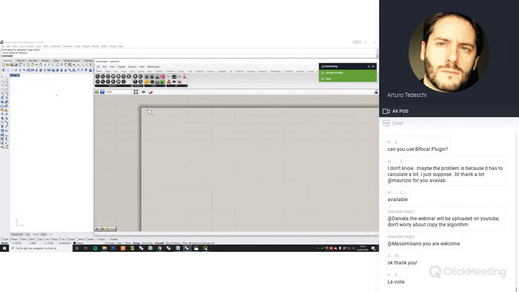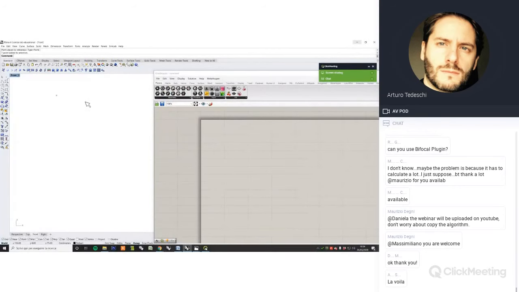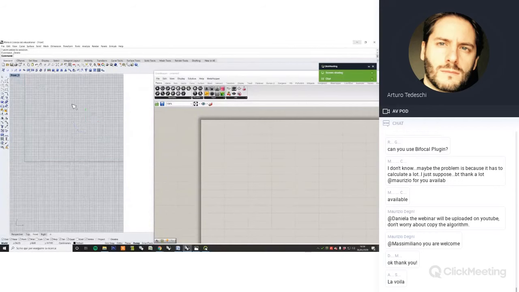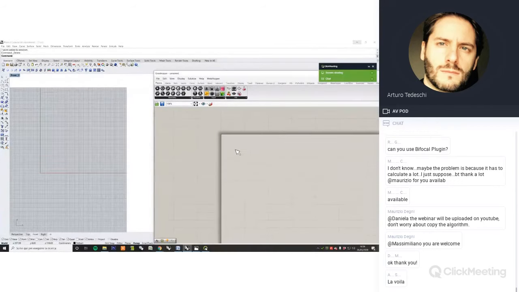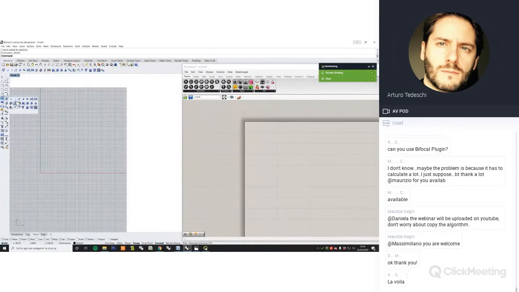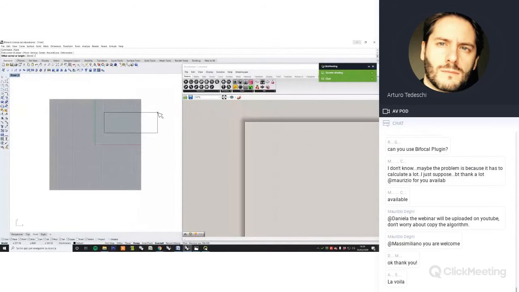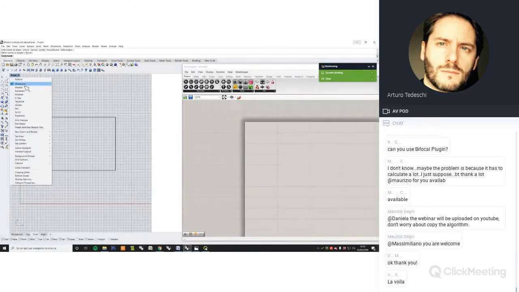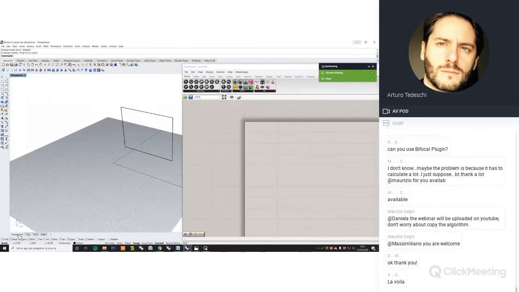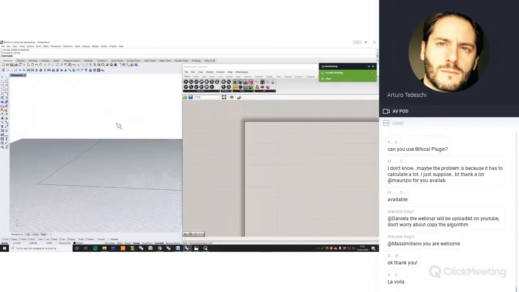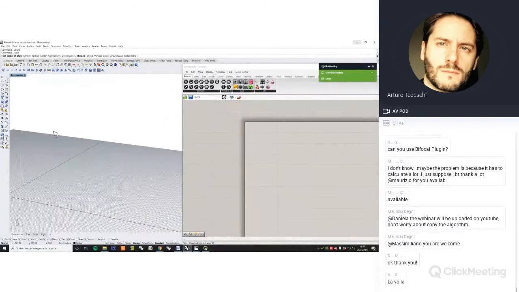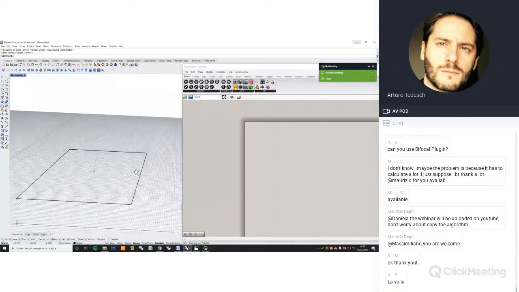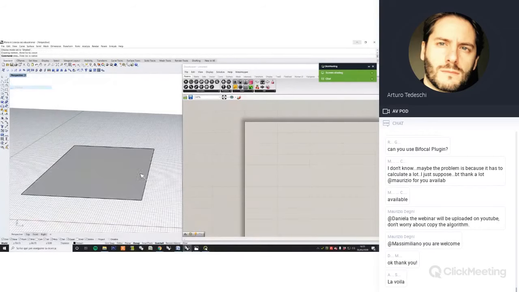Okay, let me change once again. Okay. Now I want to show you how to simulate, for example, the behavior of an elastic membrane. Okay, so we can start from a surface. Okay, let's do it. Sorry, in XY. Okay, I can select my surface.